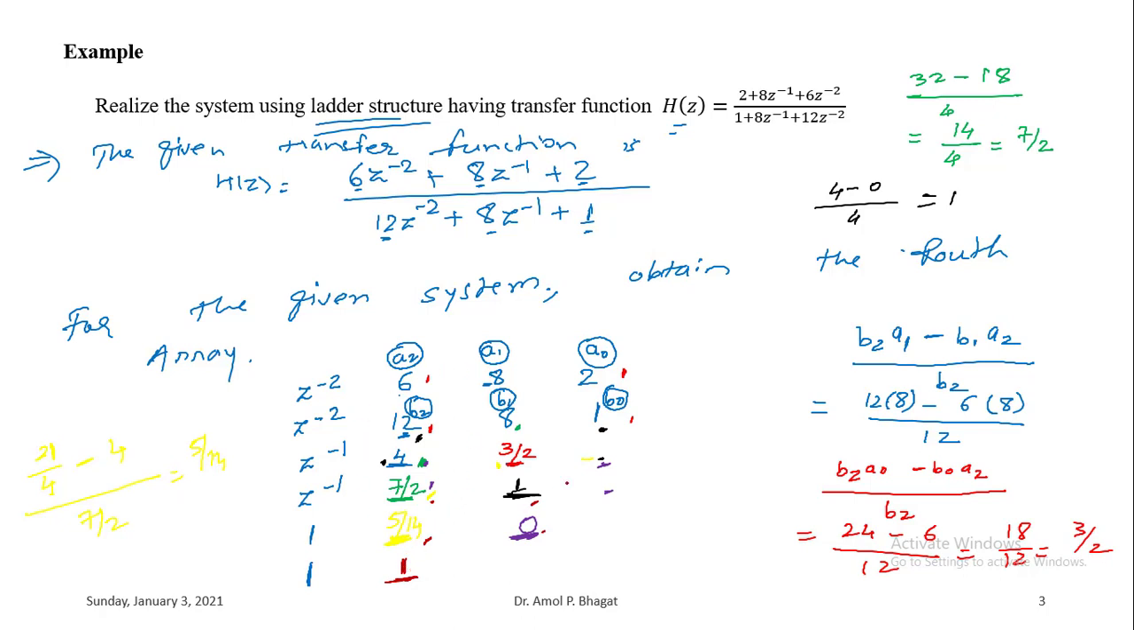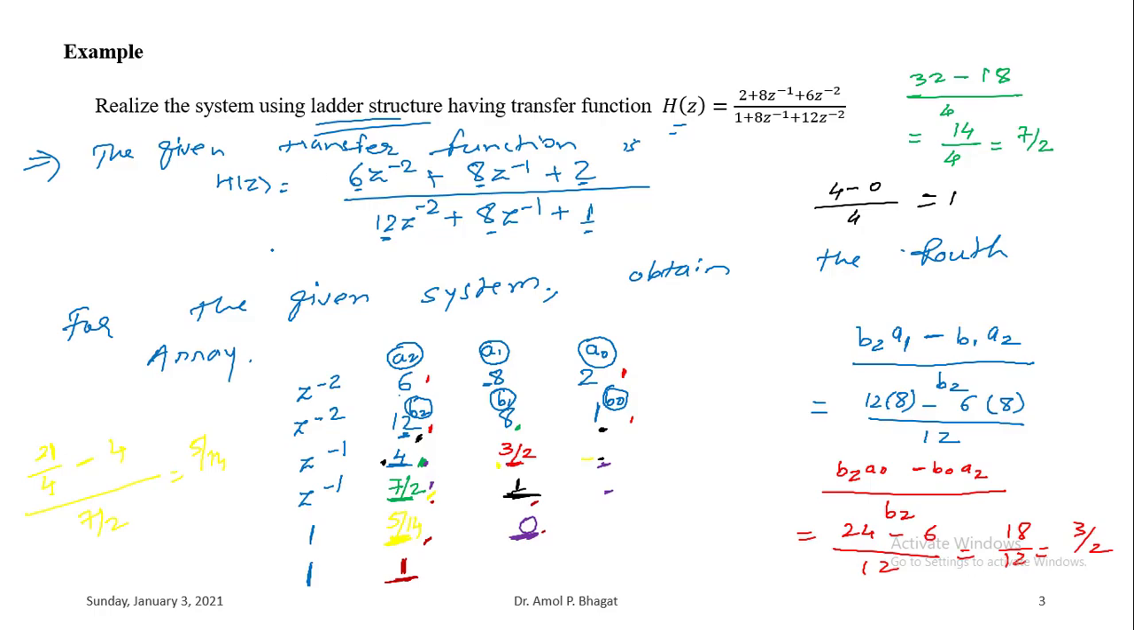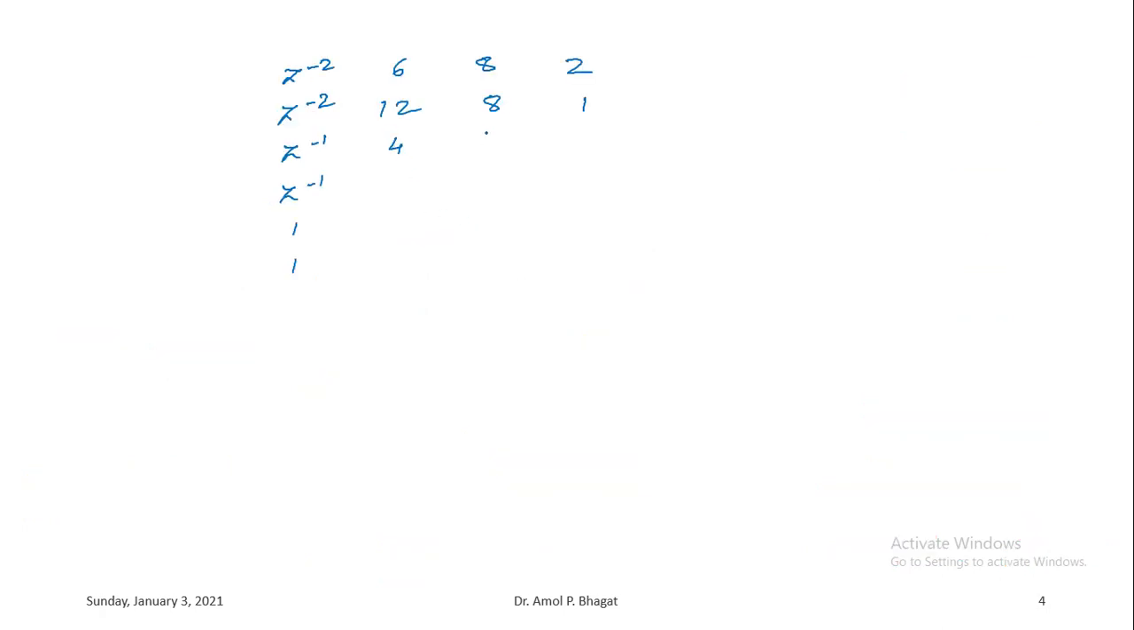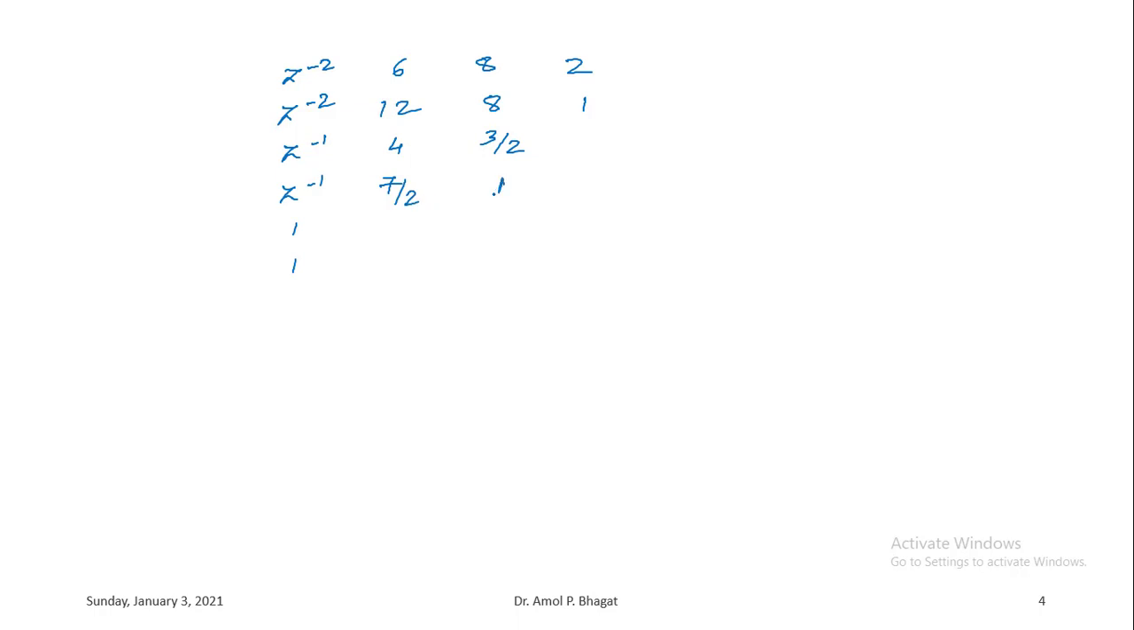So this is nothing but the required Routh array. I'll specify that array on the next slide. Once again, whatever values we have obtained: in the Routh array we have written z to the power minus 2, z inverse, then 1 and 1. Then 6, 8, 2. Next, 12, 8, 1. Then 4 and 3 by 2. Then 7 by 2 and 1. Next, 5 by 14 and 0.